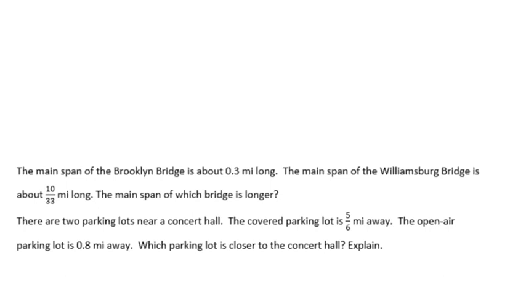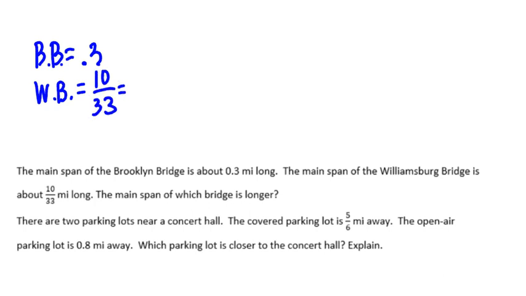So this is what I would do. I'm going to go Brooklyn Bridge right here, and they told me that is 0.3 miles long. Then I have the Williamsburg Bridge, and that was 10/33 miles long. It's hard for me to compare that fraction to that decimal, so what I'm going to do is turn the fraction into a decimal by doing the division. So in my calculator, I'm putting 10 divided by 33, enter.